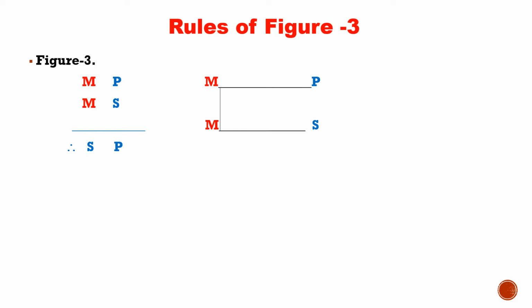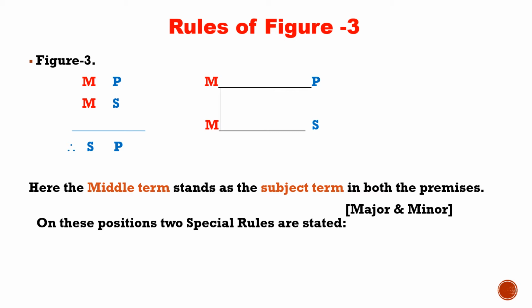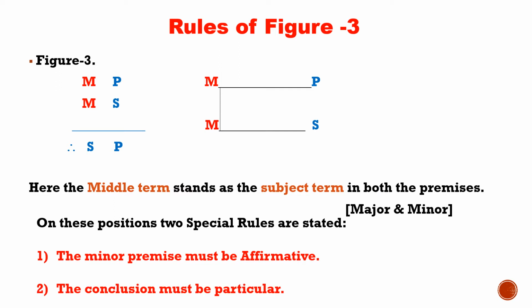We know that in figure 3 of categorical syllogism, the middle term stands as the subject of both the premises, the major premise and the minor premise. On the basis of the position of the middle term, we get two rules of syllogism. First, the minor premise must be affirmative, and second, the conclusion must be particular.